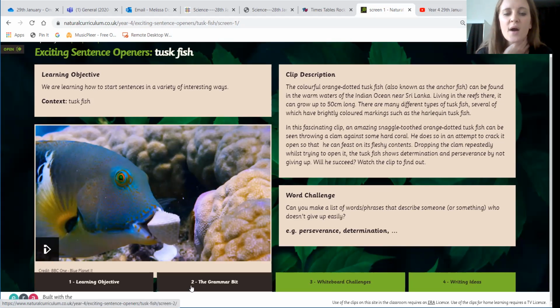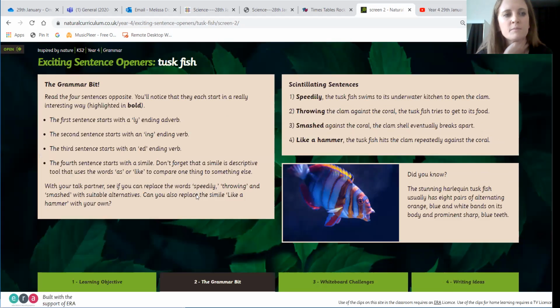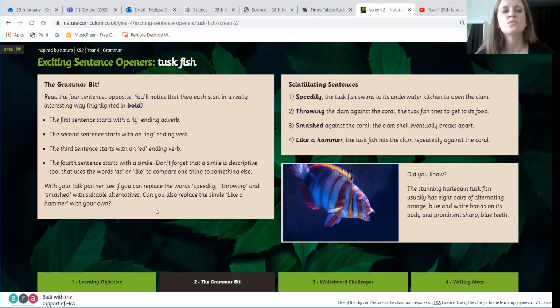Let's move on to our grammar bit. Right, so read the 4 sentences opposite, and you'll notice that they each start in a really interesting way, and that's been highlighted in bold. The first sentence starts with an ly ending adverb. The second sentence starts with an ing ending verb. The third sentence starts with an ed ending verb.